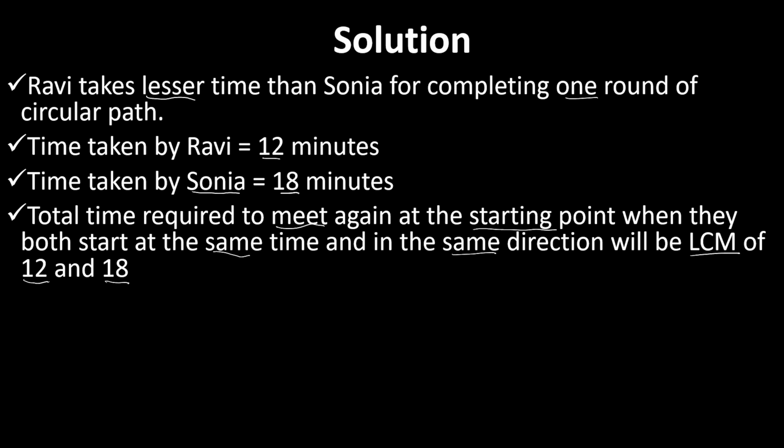Because there are many multiples possible for 12 and 18. But we need to find out after how many minutes they meet again at the starting point, and that has to be the lowest common multiple, right? We want them to meet as soon as possible. So therefore we have to find the lowest common multiple of 12 and 18. So we will do the prime factorization of 12. Let's see what we get.